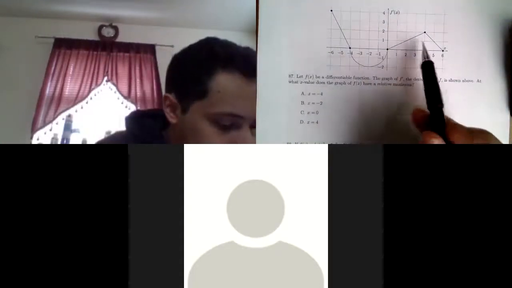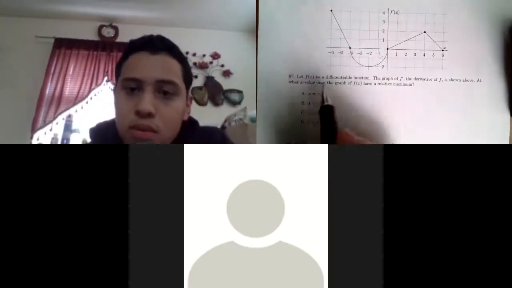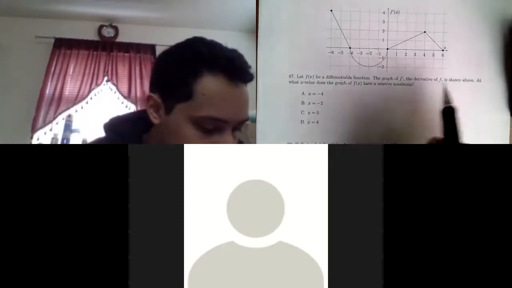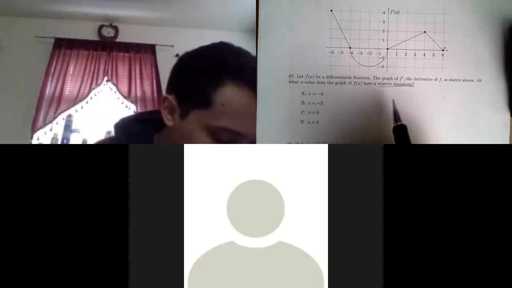All right, we got this. Oh, I think we've seen this graph before, and it is the graph of f prime of x. So f is differentiable, and the graph of f prime, the derivative of f, is shown above. At what x values does the graph of f have a relative maximum?